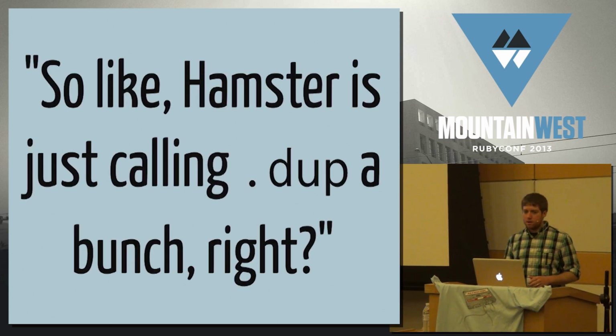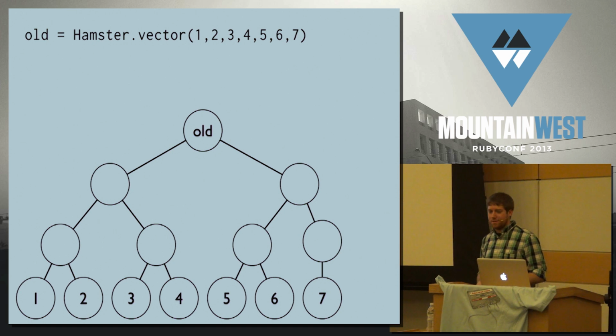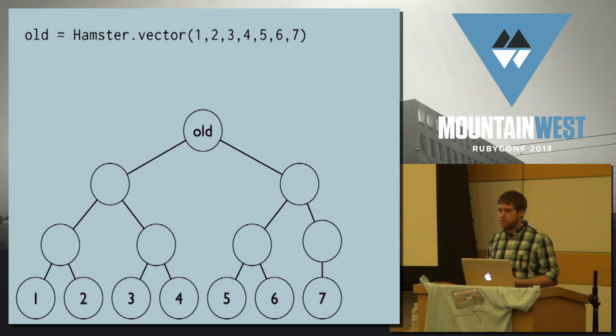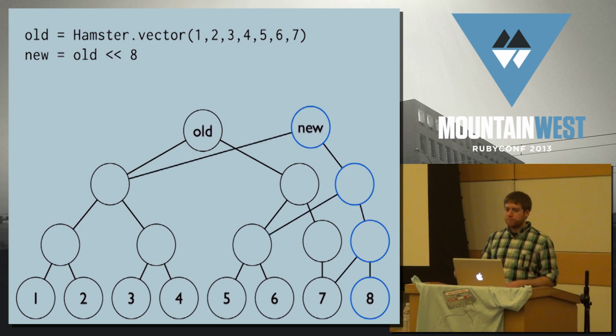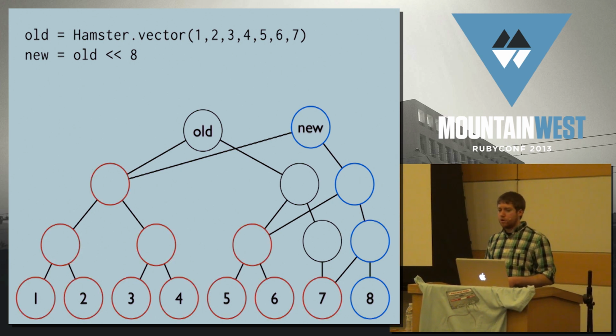And so you're asking, so Hamster just calls dup a bunch, right? No, there's actually some very awesome computer science going on here. So we have this vector of the numbers 1 through 7, and you'll notice that the leaf nodes of this tree here are the numbers 1 through 7 when traversed in order. And you'll notice that old is sort of a pointer to the root of the tree. So when we add the number 8 to the vector, we end up with a new tree. And if you look at new and do the in-order traversal of the leaf nodes, you again get the numbers 1 through 8, as you expect. But old and new are sharing almost all of the nodes. So it's much more efficient and faster and takes less space to share these nodes like this than to do a complete copy.